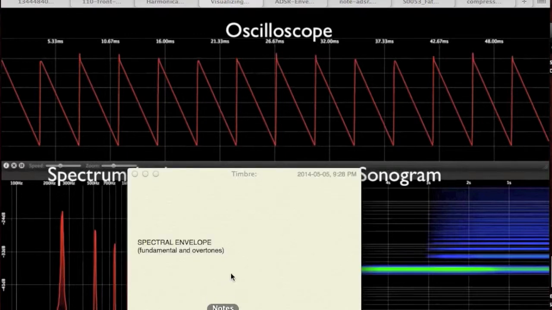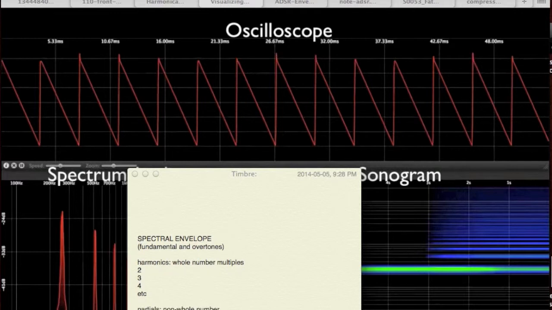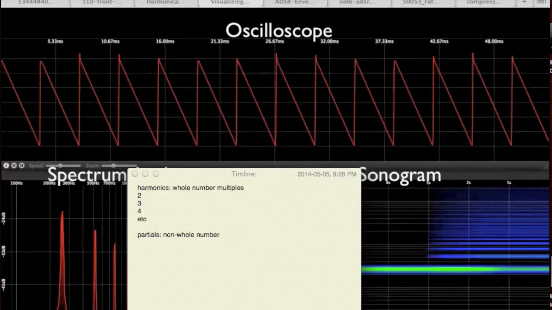Harmonics are whole number multiples of the fundamental. So if our fundamental was 1 Hertz, the harmonics would be 2 Hertz, 3 Hertz, 4 Hertz, 5 Hertz. The partials would be non-whole number multiples. So if we had a 1 Hertz fundamental, our partials would be 2.794 Hertz, 3.2 Hertz, 7.1 Hertz.